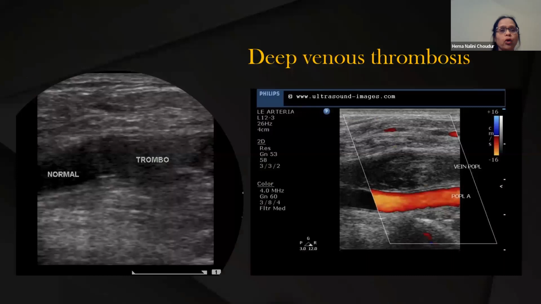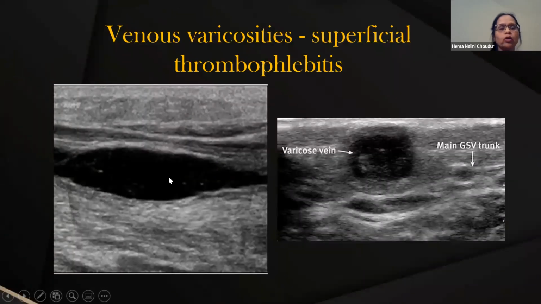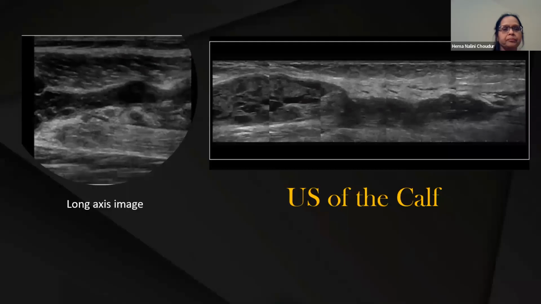So the commonest thing that you would want to do is a Doppler ultrasound looking for DVT, as you all know, and you can see that there's a thrombus within the deep vein. The diagnosis is simple. We could have venous varicosities, which can get thrombosed, that is superficial thrombophlebitis, that give a similar picture, again, can be diagnosed on ultrasound.